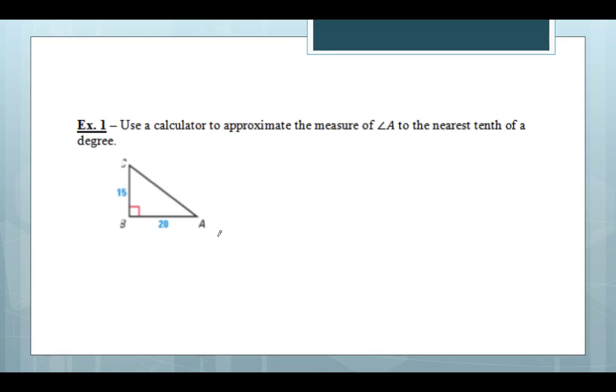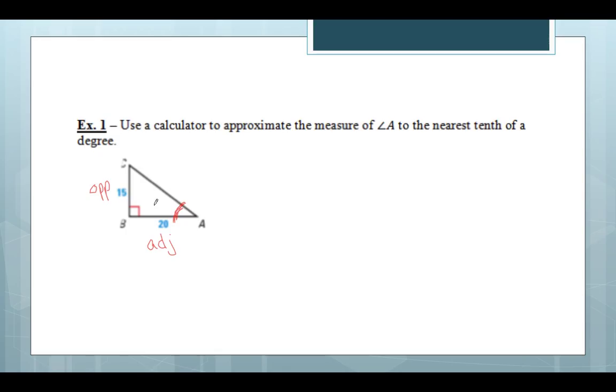So what we're going to do is really find the measure of angle A. Well, just like yesterday, we have to decide what we know about angle A. We know the opposite leg is a length of 15, and we know the adjacent leg is a length of 20. Now, if you still aren't understanding opposite, adjacent, and hypotenuse, that's the first place we need to look. So please make an annotation note of that, and we can talk about that in class.